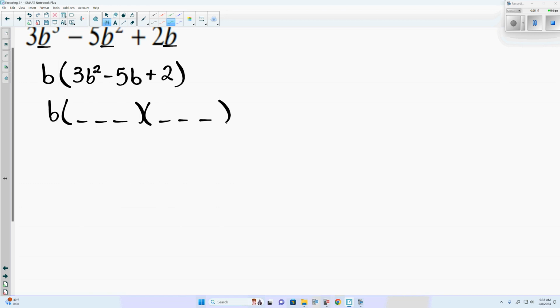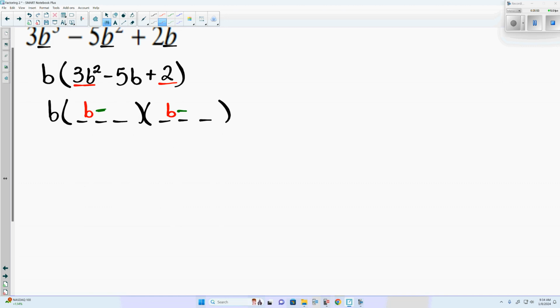Now we're going to see if we can factor our 3b squared minus 5b plus 2. And I believe there is a good chance we can factor this. Since our third term is positive, the signs are the same and match the sign of the middle term, which is negative. So we have negative and negative. Factors of the first and third term, so our b squared would indeed be b and b. Factors of 3 are 1 and 3.